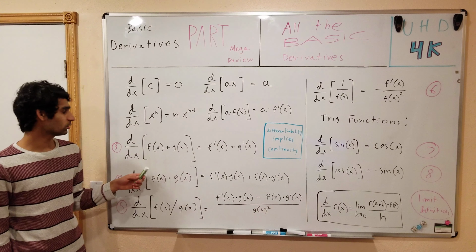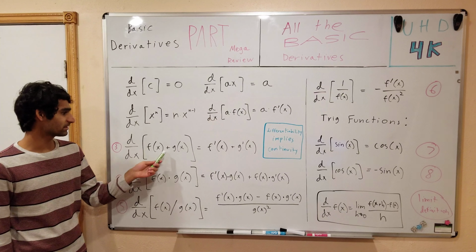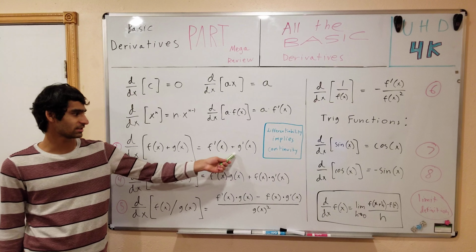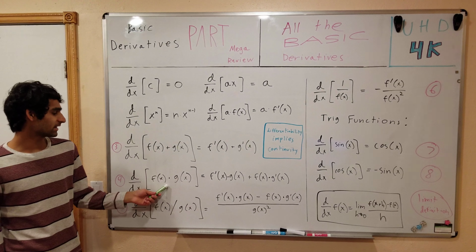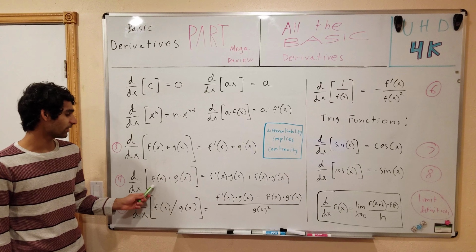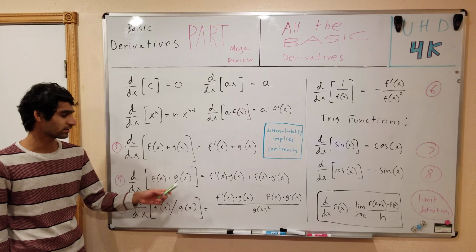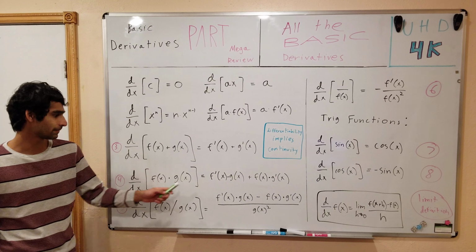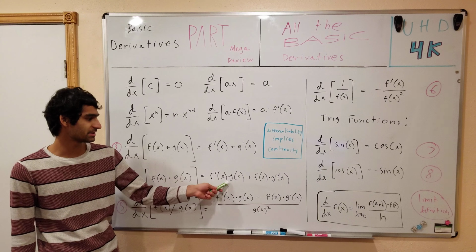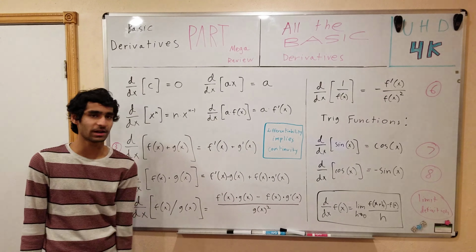Next up is the sum rule. The derivative of f of x plus g of x is equal to f prime of x plus g prime of x. And next is the product rule, d over dx of f of x times g of x. So the product of two functions, f of x and g of x, is equal to f prime of x times g of x plus f of x times g prime of x.